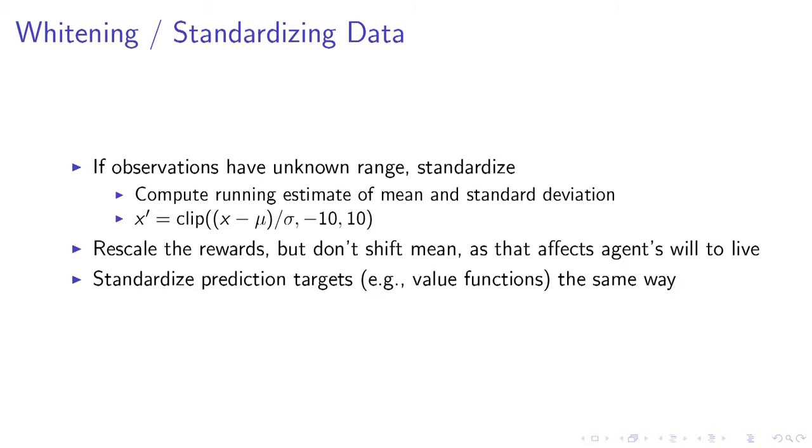Okay, so now I'm going to talk about general tuning strategies for RL, and then after that I'll talk about some specific tuning strategies for different classes of algorithms. So one thing is whitening or standardizing your data. If your observations have unknown range, you should definitely standardize them. I would do that by computing a running estimate of the mean and the standard deviation, and then just z-transforming it like this.